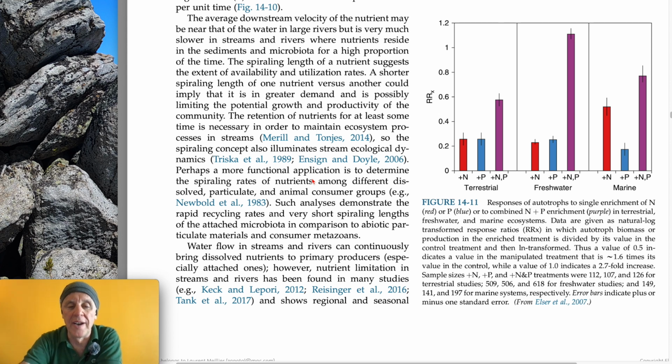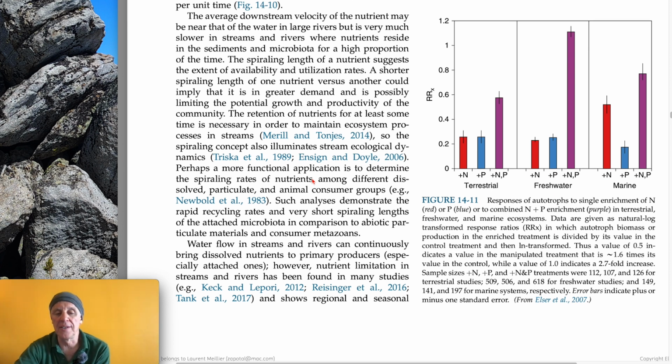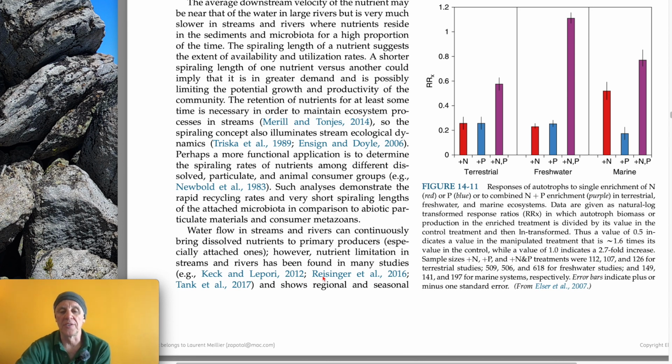The retention of nutrients for at least some time is necessary in order to maintain ecosystem processes in streams. So the spiraling concept also illuminates stream ecological dynamics. Perhaps a more functional application is to determine the spiraling rates of nutrients among different dissolved, particulate, and animal consumer groups. Such analyses demonstrate the rapid recycling rates and very short spiraling length of the attached microbiota in comparison to abiotic particulate material and consumer metazoans.